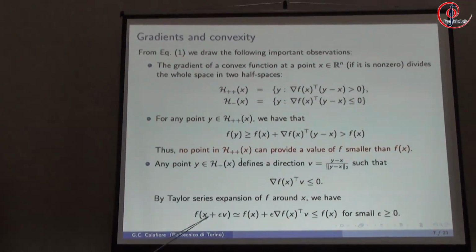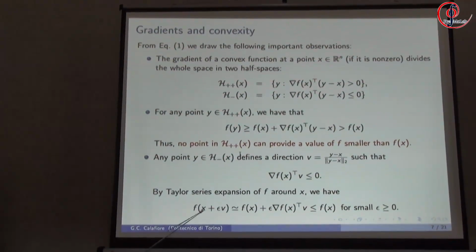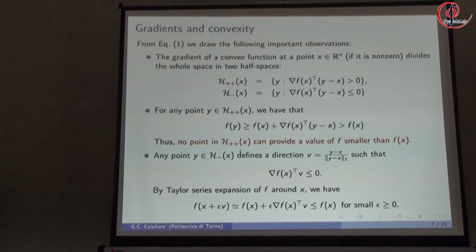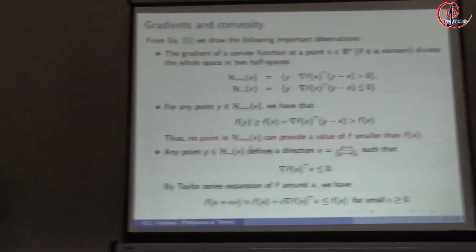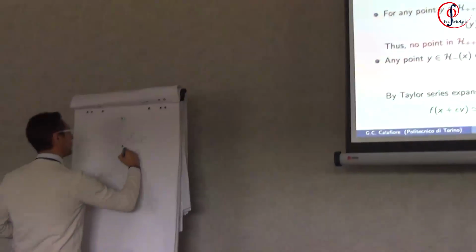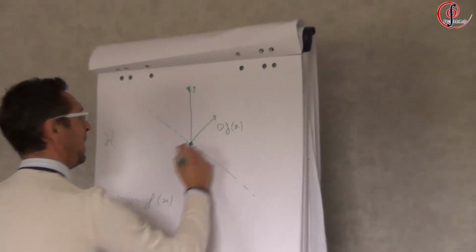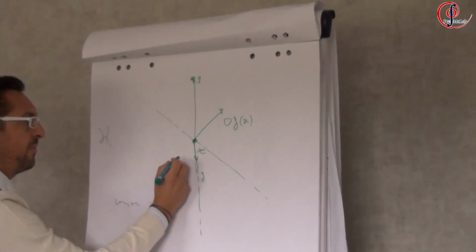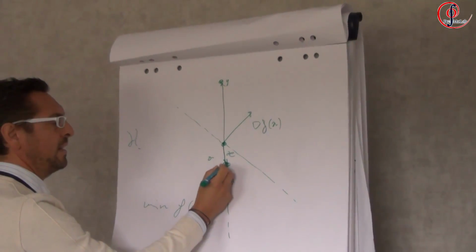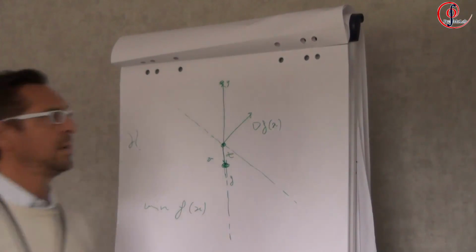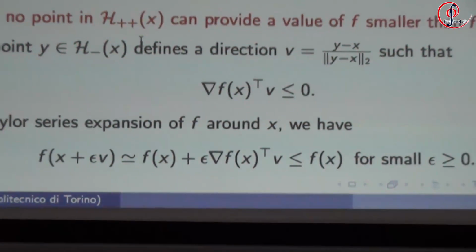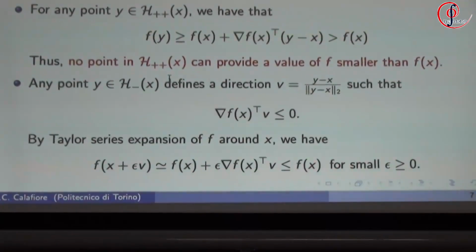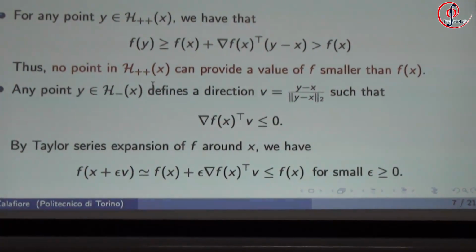And if we do a Taylor series expansion of f around the current point x, we see that if we do a sufficiently small step away from x in the direction of v, then we will find some new point here, f of x plus epsilon v, which will be smaller than f of x for sufficiently small step.